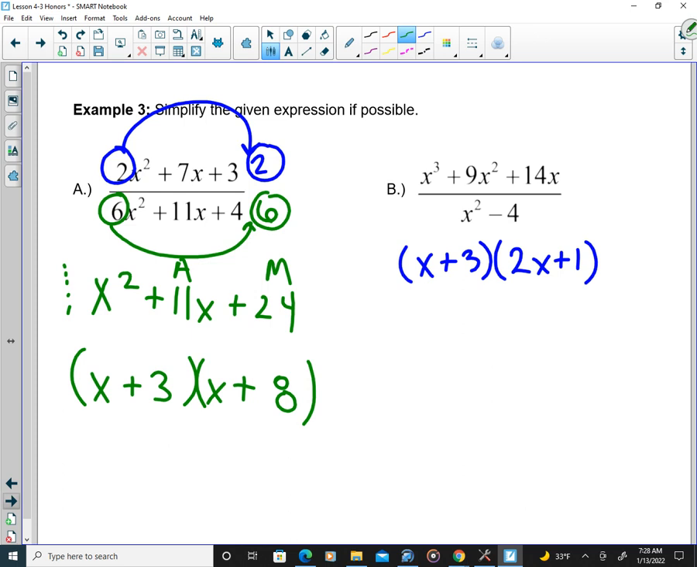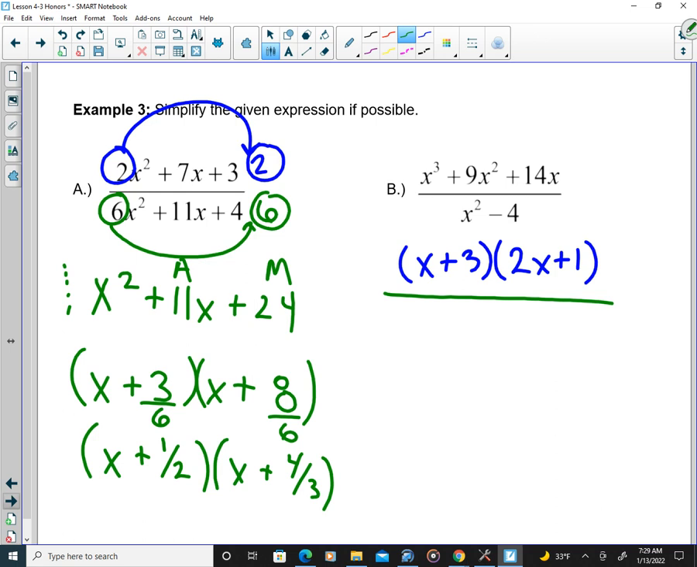And again, we're using slip and slide, so we got to slide the 6 back into our factors and then reduce. So 3 over 6 reduces down to 1/2. 8 over 6 reduces down to 4/3. So our denominator factors, let's see, let's slide that 2 to the front, to the quantity 2x plus 1 and the quantity 3x plus 4.